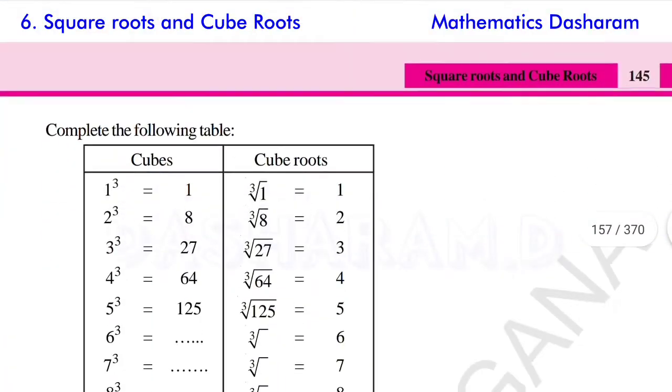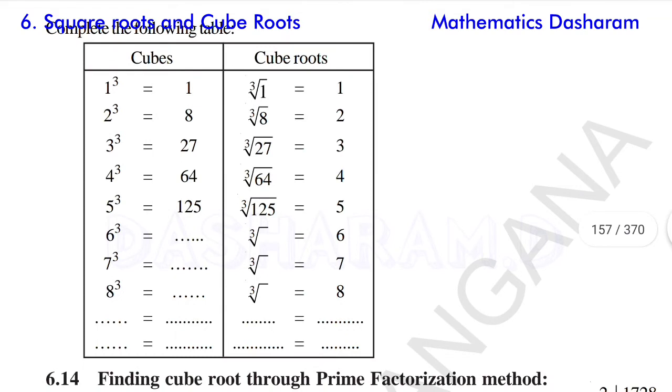So here we have one table. First, on the left side he gave cubes, and on the right side cube roots are given. First, 1 cube means 1 into 1 into 1, that is 1. So cube root means this is the symbol for cube root. This is the symbol for square root. This is the symbol for cube root. So the 3 should be at the upper right side of the root sign. This is wrong. This is right.